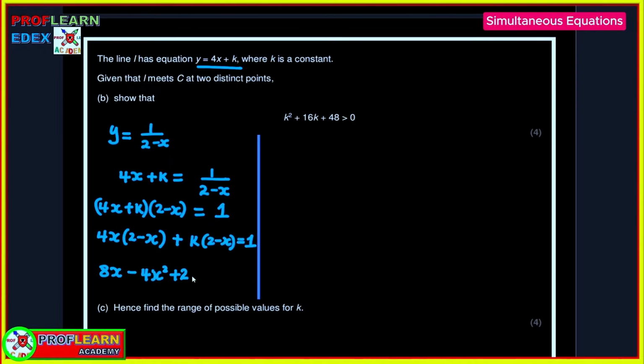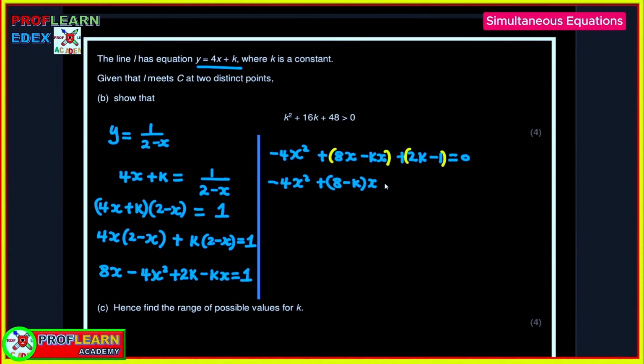So simplifying this, what is it going to become? It's going to become negative 4x squared plus 8x minus kx plus 2k minus 1 is equal to 0. Here we can factor x out, so that our b is 8 minus k and our c is 2k minus 1, equal to 0. Using this quadratic equation we have obtained, we can find the discriminant.